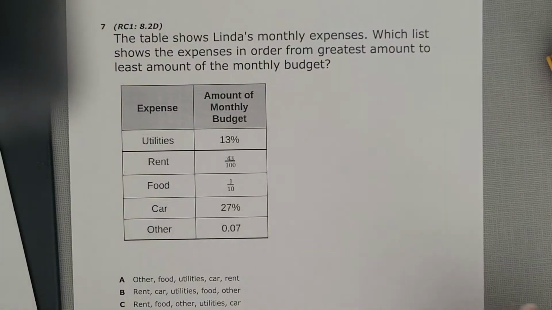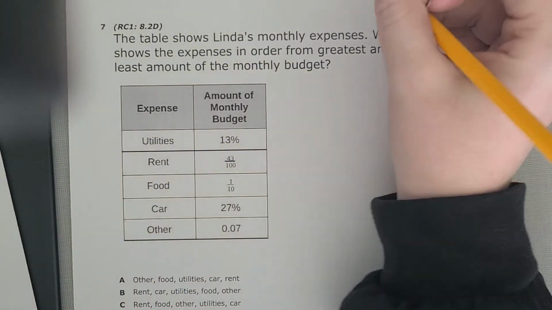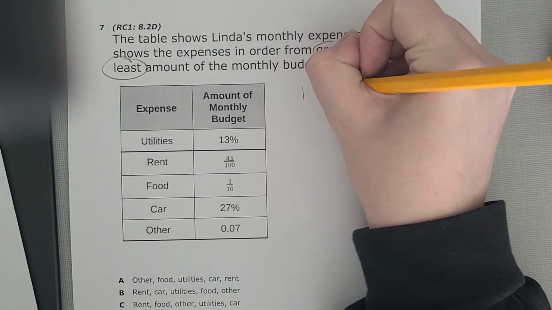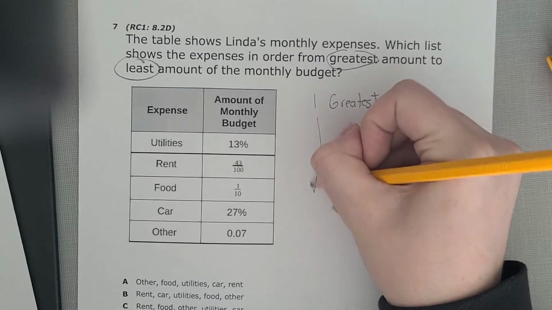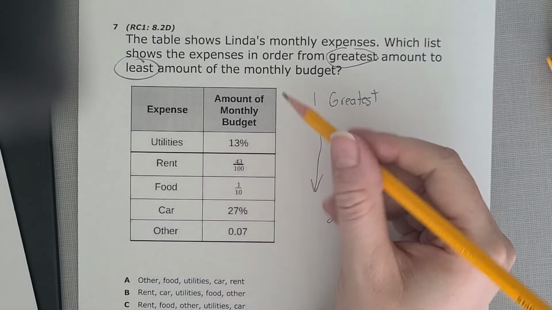Number 7 says, the table shows Linda's monthly expenses. Which list shows the expenses in order from greatest amount to least amount of the monthly budget? All right, so I know greatest to least. I'm gonna start with my greatest, my largest number, and end with my least. Okay, that tells me I'm gonna be ordering things.